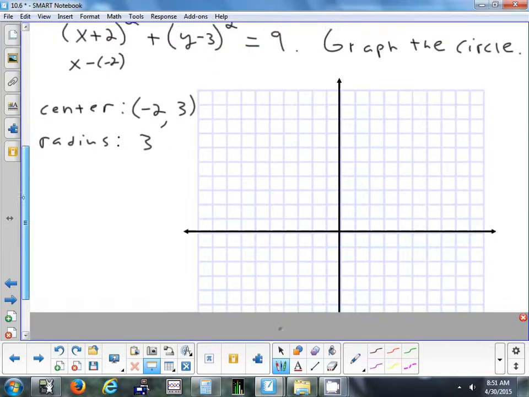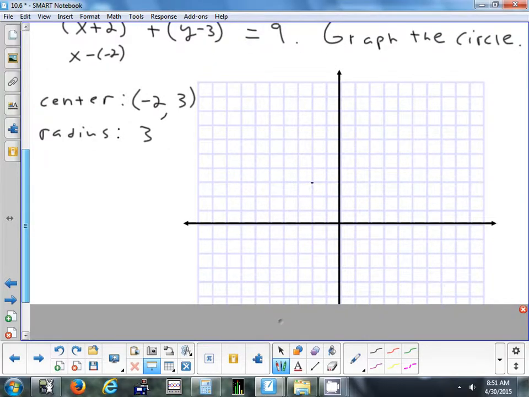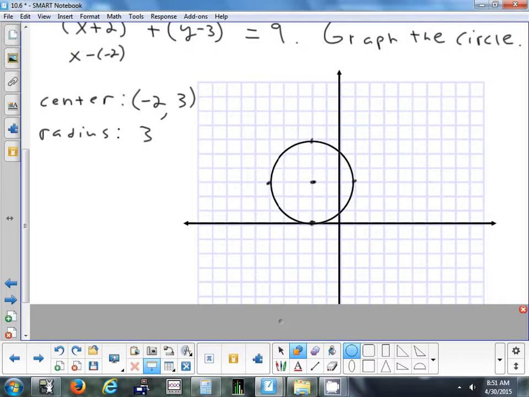Okay, so mark your center. Left 2, up 3. Now, the easiest way to draw a circle with a radius of 3 is just count 3 units in every direction, up, down, left, and right, and then make your circle if you don't have a protractor. So go 3 units right, 3 units up, 3 units left, 3 units down. That'll give you kind of an idea of how to sketch your circle. But I'm just going to kind of cheat. Oh! It's pretty good, huh? All right. So there's your sketch.